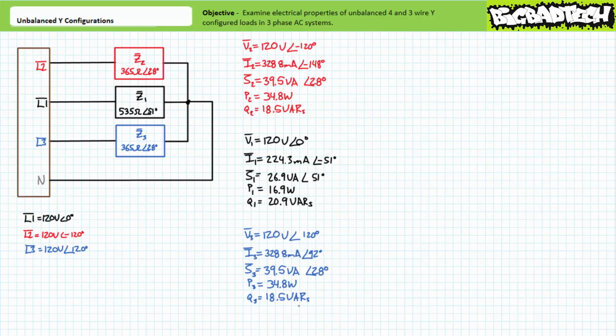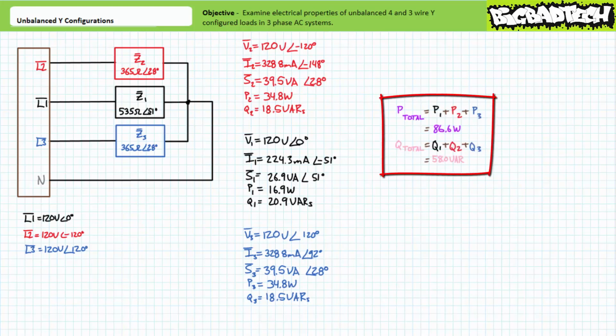Remember, apparent power can be considered as having both a magnitude and a direction because it consists of real and reactive dimensions. One must account for apparent power angle when performing summations. For this reason, it's perhaps easier to solve for total real and total reactive power first. Total real power equals the summation of individual real powers. Substituting in our given values yields a total real power figure of approximately 86.6 watts.